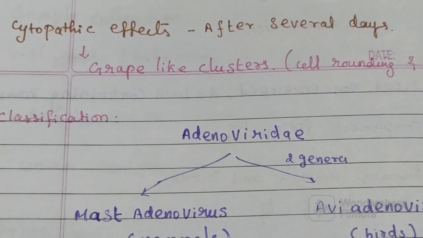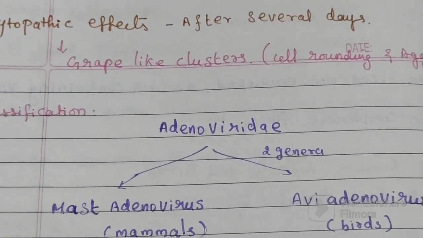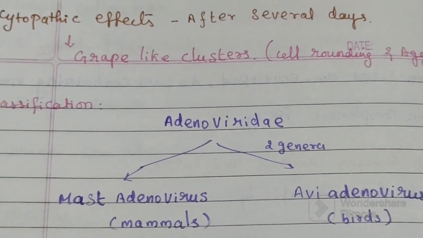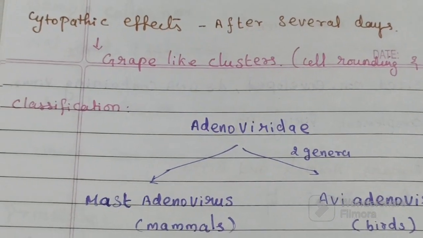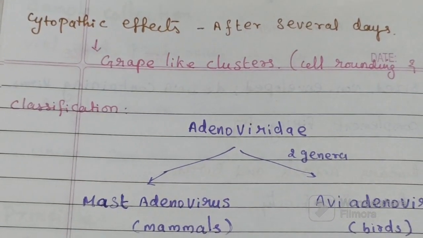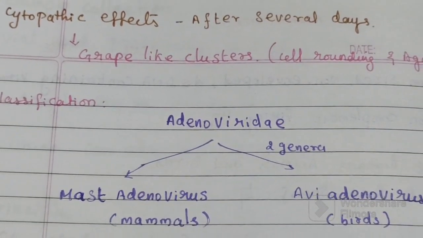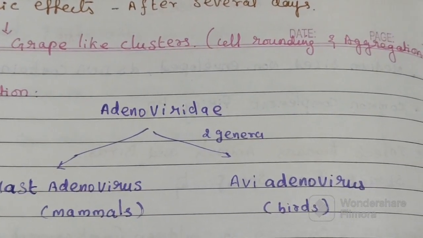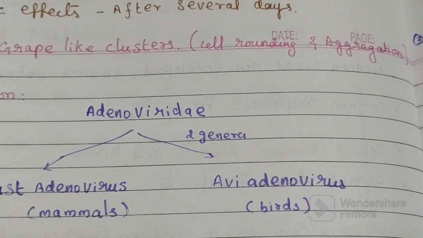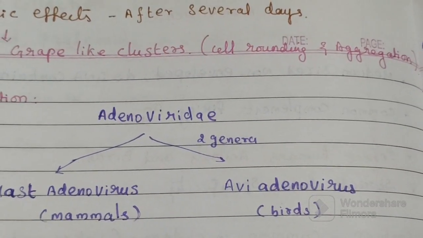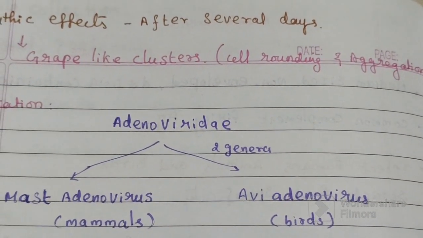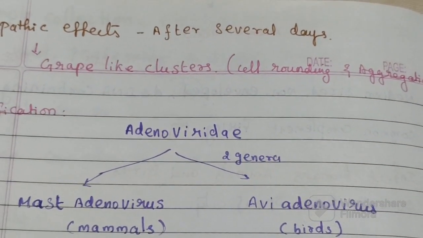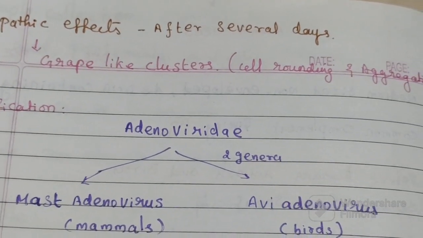Next, cytopathic effect. Cytopathic effect is produced by adenovirus after several days. Characteristically, they form a grapes-like cluster. Cell rounding and aggregating occur, which gives a grapes-like appearance.